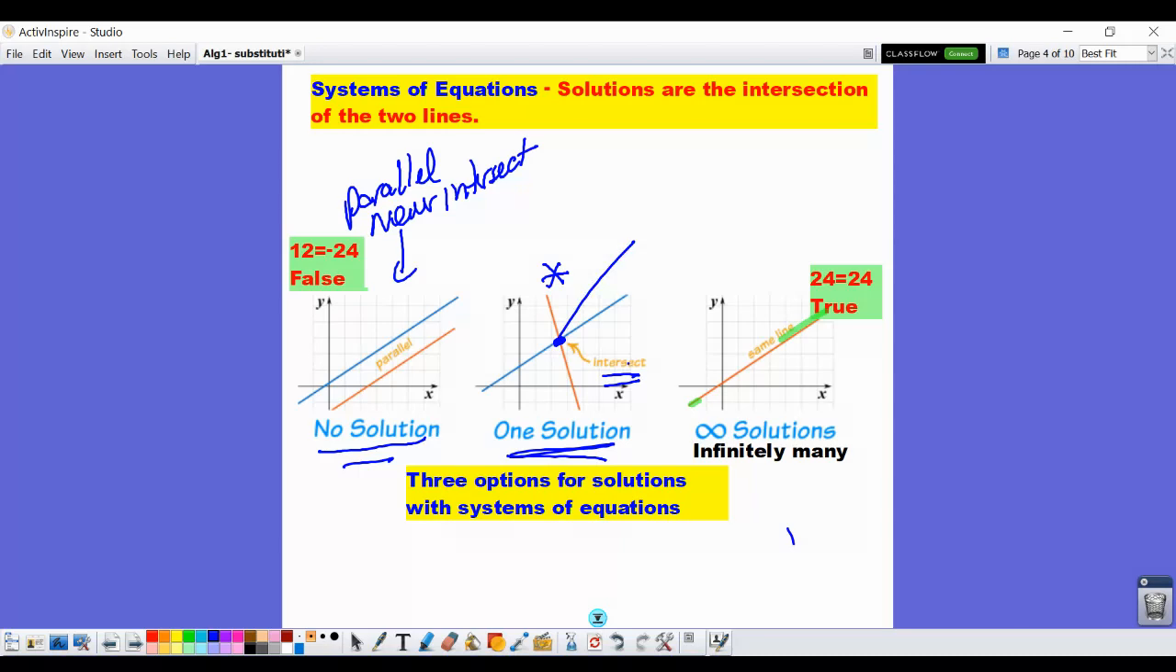So the solution, the answer to a system, is going to be an ordered pair. It's an x and a y.